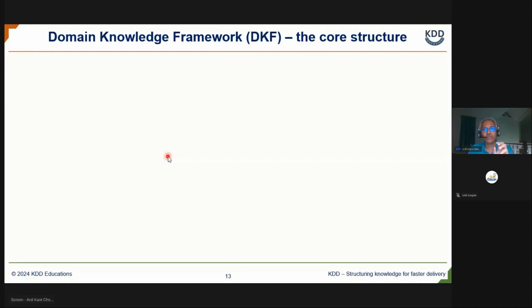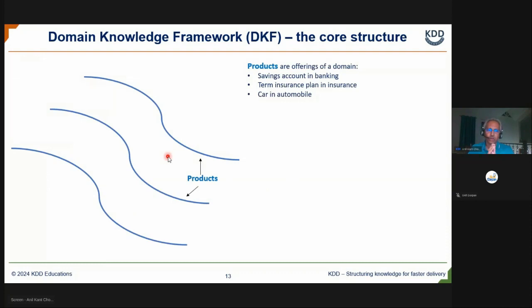Now, DKF creates a core structure through which it structures this knowledge. So you will delve into that. In this structure, DKF first uniquely identifies all the products, right? And what are these products? For example, in banking, the savings account is a product. In insurance, it could be term insurance. In automobile, it could be a car. Like that, different industries could have different products.